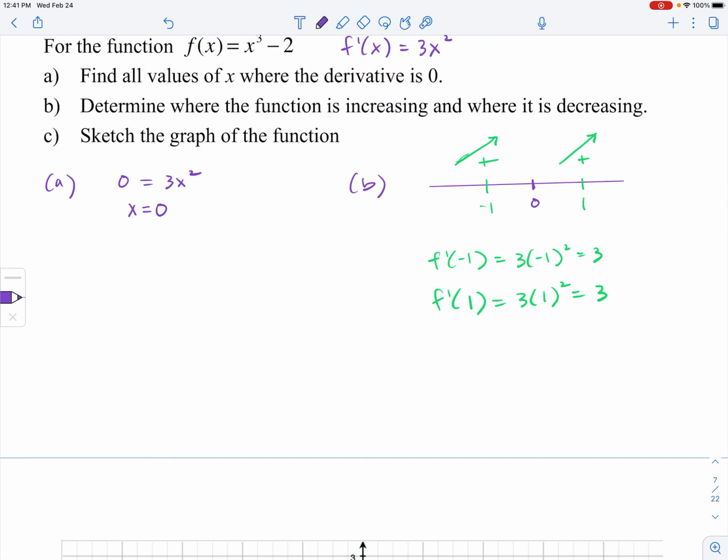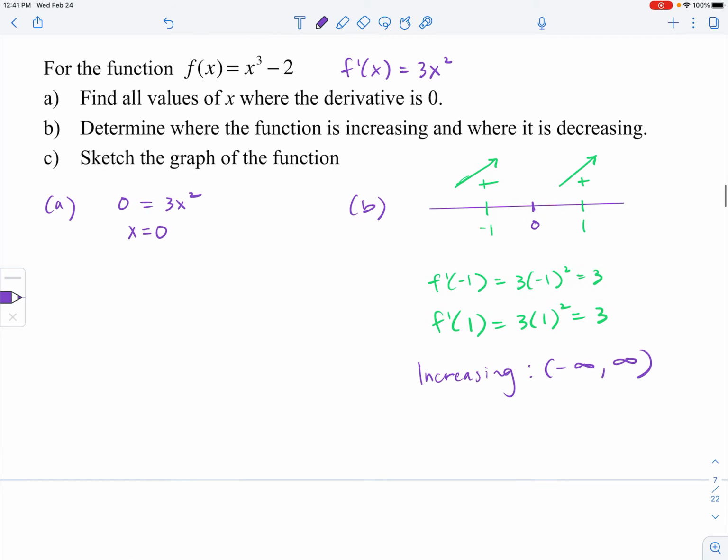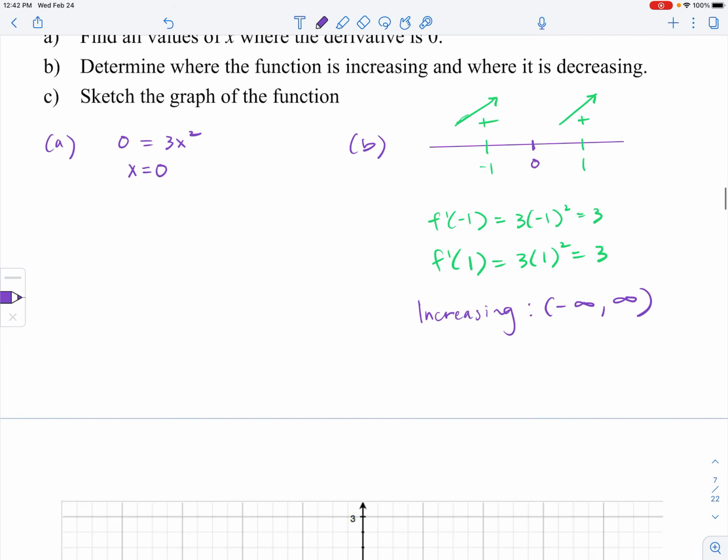So the interval over which this function is increasing, because there was no change in the slopes of the tangent lines, right? We have positive sloping tangent lines and positive sloping tangent lines. We just say that the function is increasing from -infinity to +infinity. So over the function's entire domain.